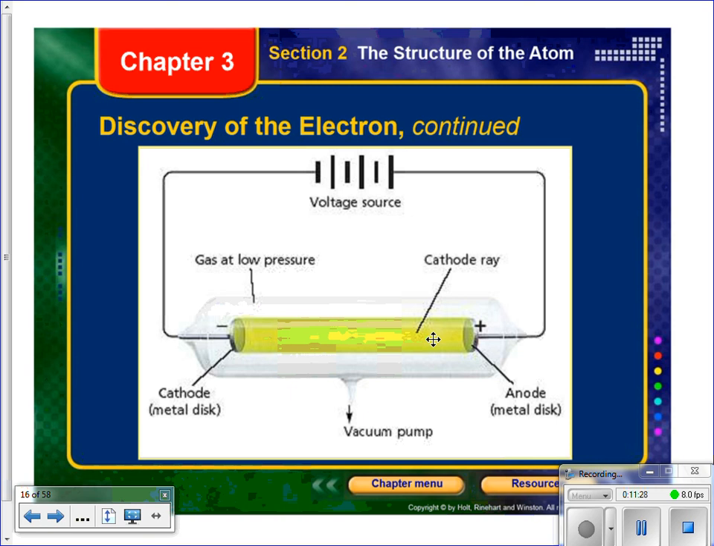So he said, okay, whatever this is has to have a negative charge in it. So somewhere in our atom is a negative charge. And this is where the very first idea of electrons came from.